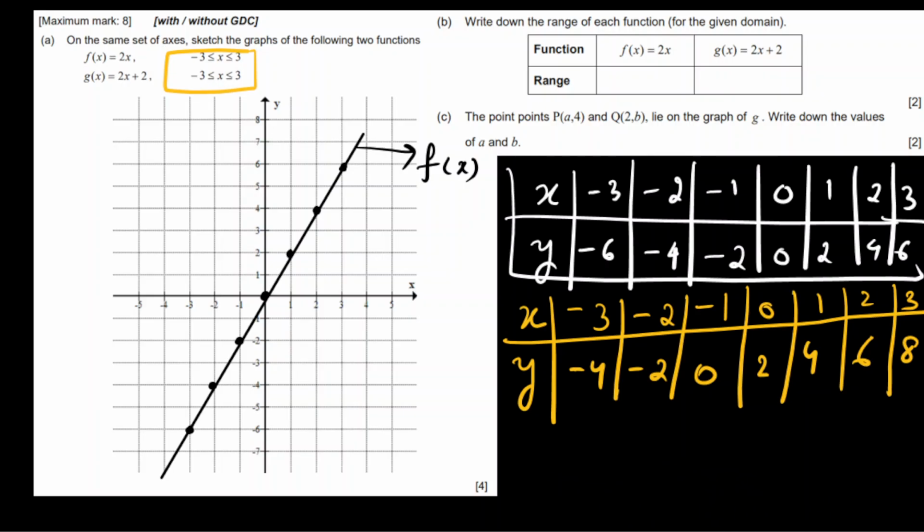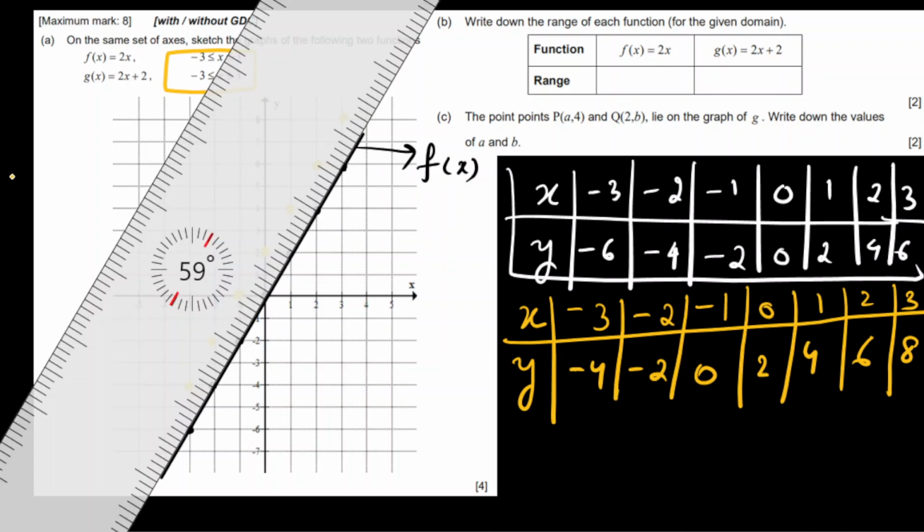Now these points will be plotted. Negative 3's corresponding value is negative 4. Negative 2's corresponding value is negative 2. I am just plotting the points on the graph. So minus 1, 0 here, and then 0 with 2 here, and then 1 with 4, 2, 6, and 3, 8.